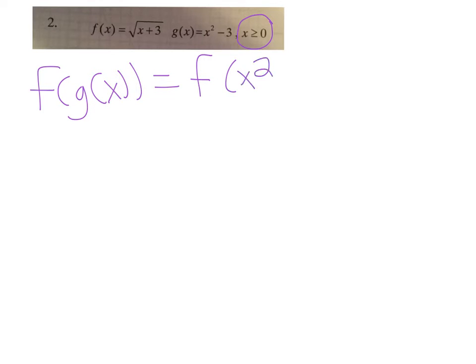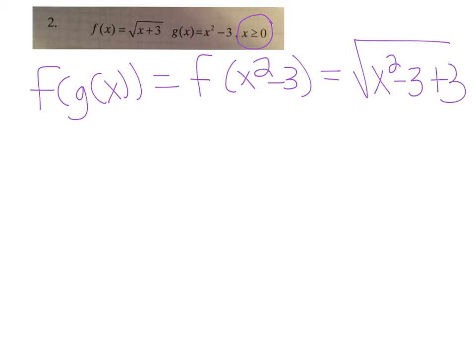So now again, we're going to do our f of g of x, and if these are inverses, I should get x. So that means I'm going to do f of x squared minus 3, which means you're going to have the square root of x squared minus 3 plus 3. The minus 3 and the plus 3 cancel off, so now you're left with the square root of x squared, and the square root of x squared is simply just x.